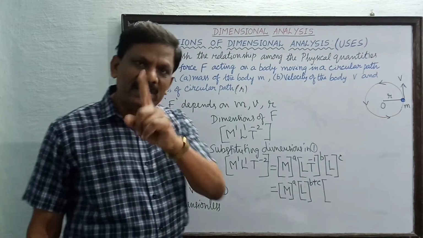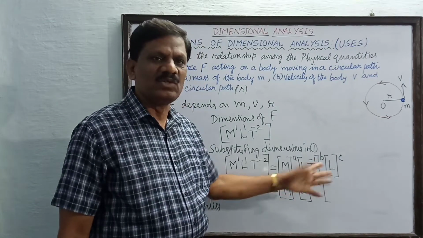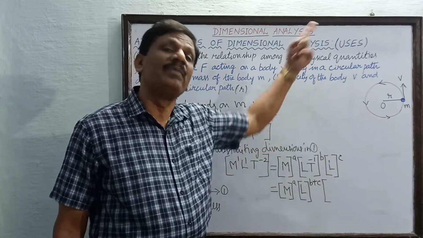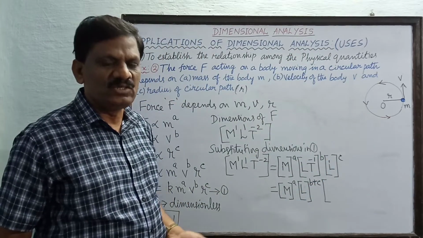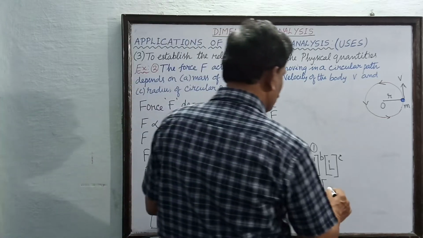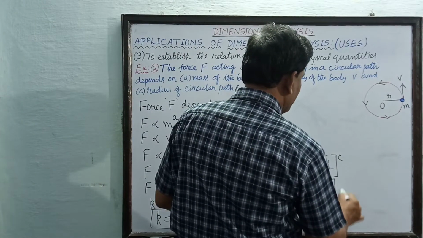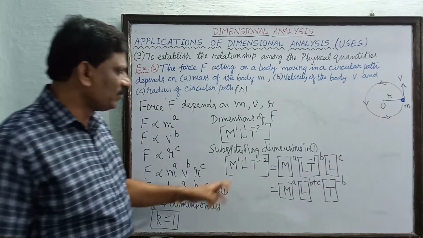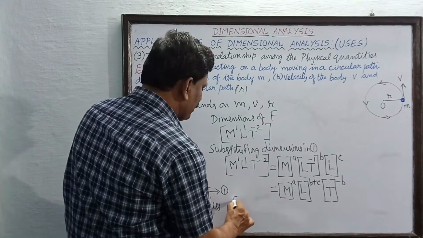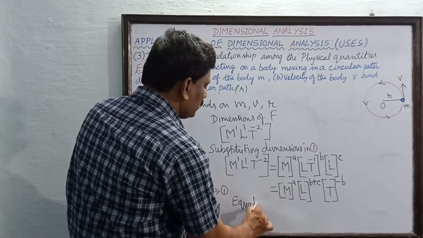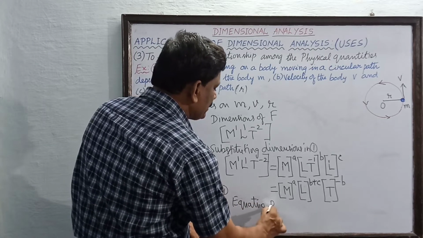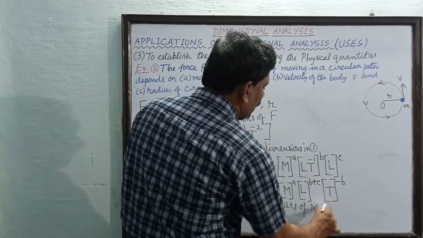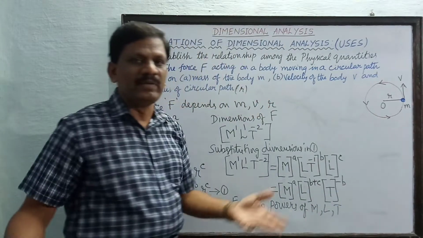There is one and only one time factor, in the middle term. There is no t factor in the first and the third terms. So t power minus 1 whole power b, so t is raised to the power minus b. Now I am going to equate the powers of the terms m, L and T.